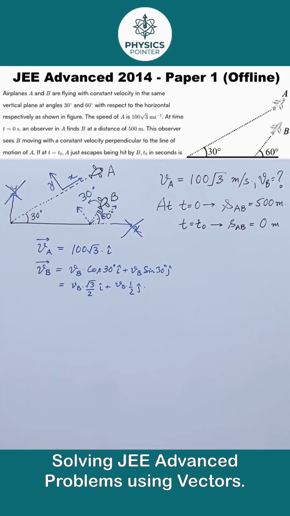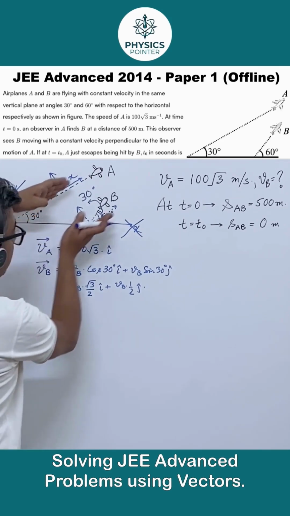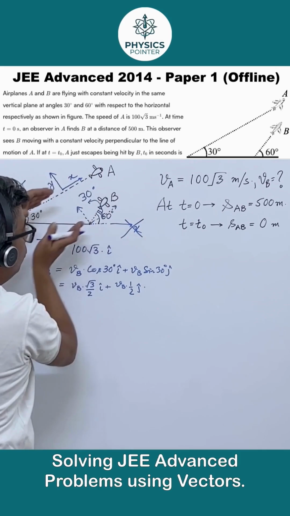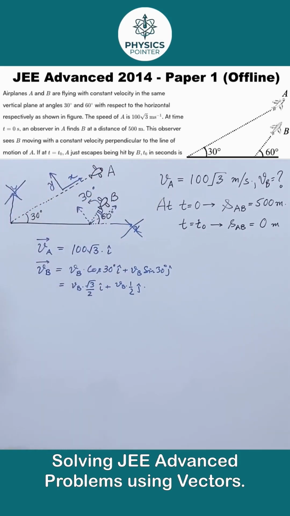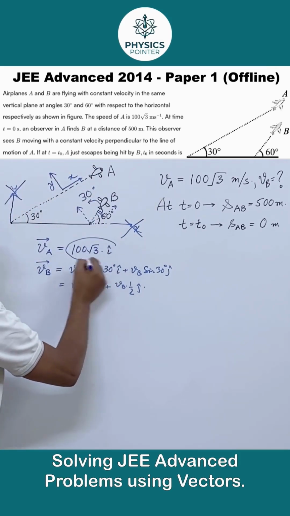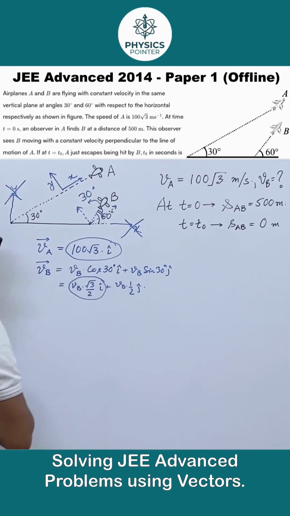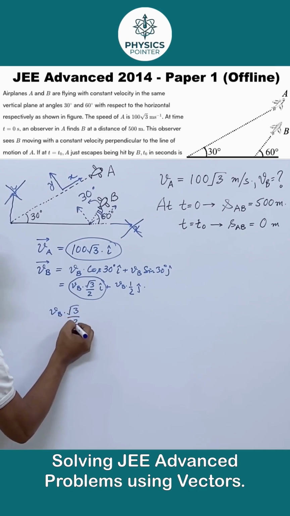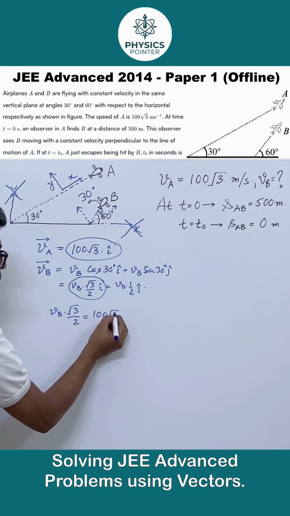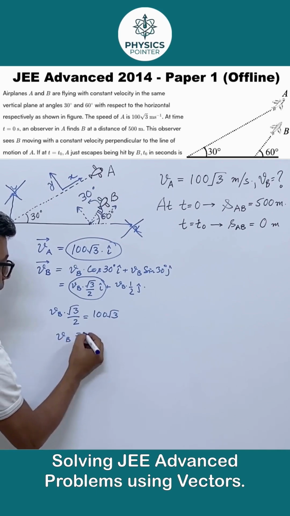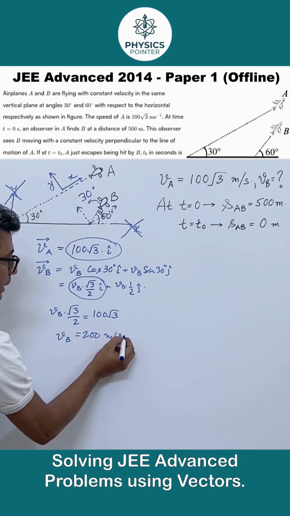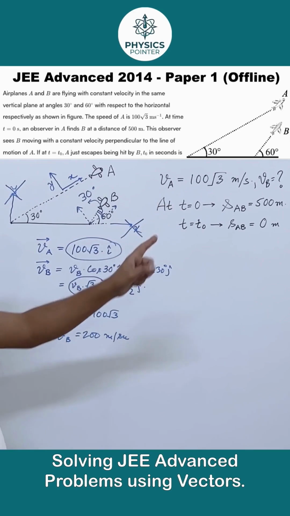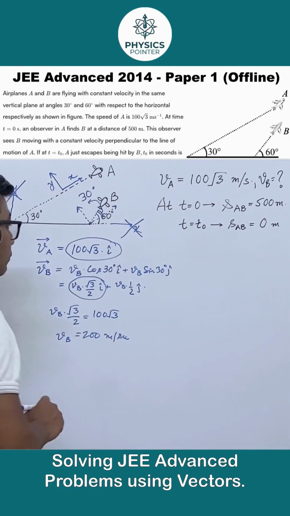Okay, got it? Great. Now, if A has to hit B, then the velocity in this direction, which is the new X direction, has to be the same. That means this I component and this I component have to be the same, which says that VB root 3 by 2 is equal to 100 root 3, and VB will become 200 meter per second. So something which was not provided to us, we have already got, VB.